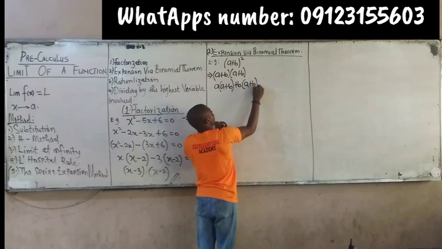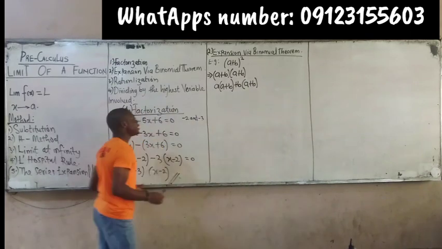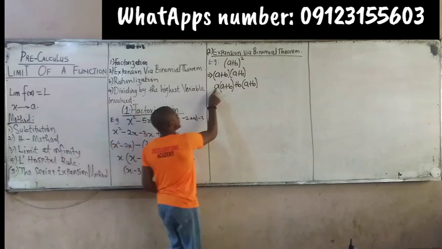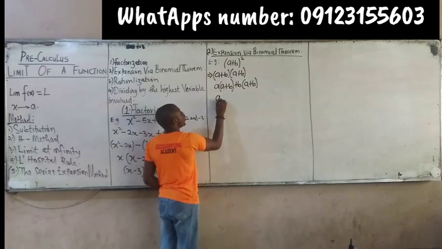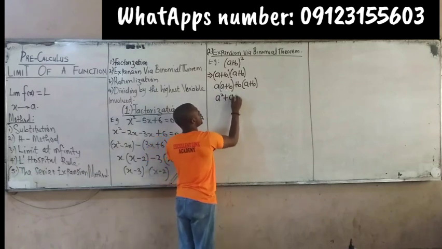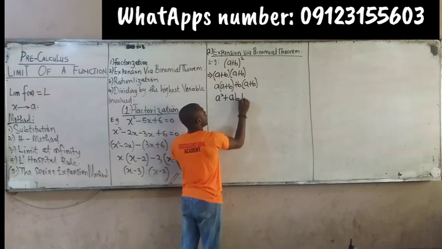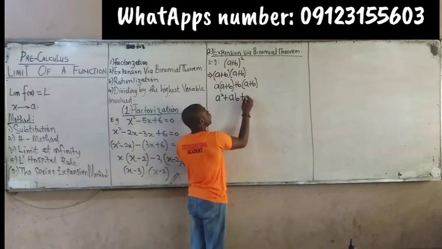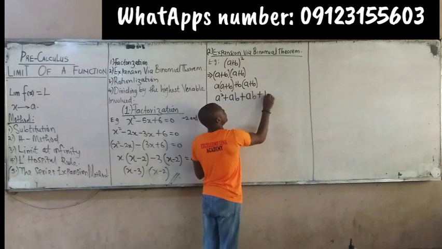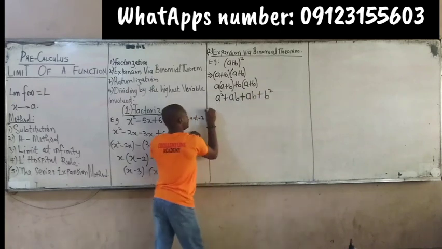I have this. At this point, what I do, I will expand, right? Hence, A times A becomes A squared. I have a positive sign, plus A times B becomes AB. I have a positive sign here, plus A times B becomes AB. Positive B times B becomes B squared. At this point, give me a final answer.